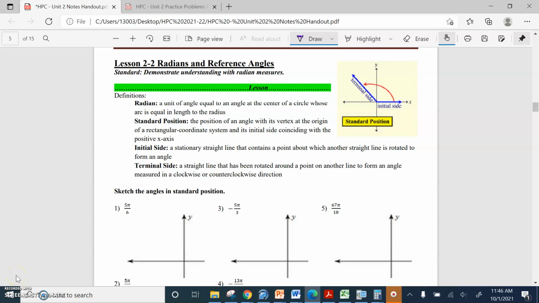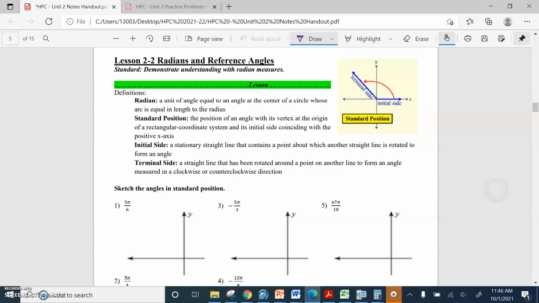Alright, this is our lesson on 2-2. It starts with radians and reference angles. So we're not ready for unit circle stuff yet. We just want to refer to radians and their reference angles. The first thing we start with is some definitions.